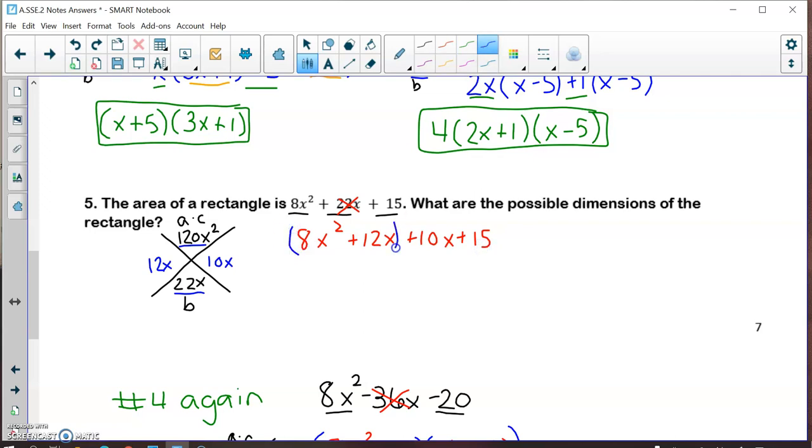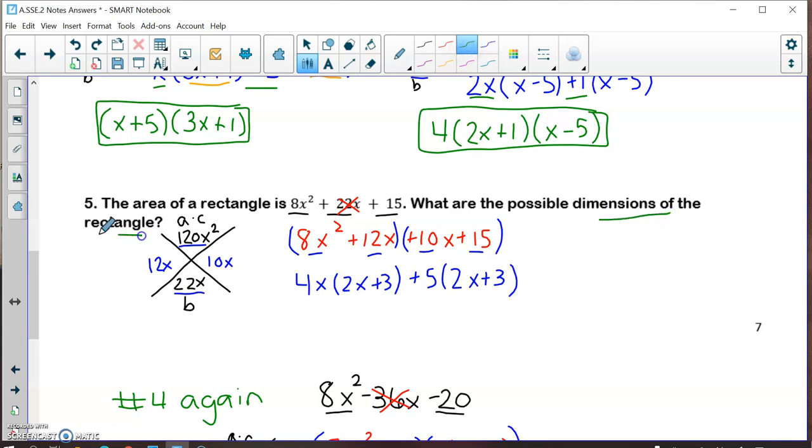Grouping my first two terms and my last two terms, my greatest common factor out of my first two terms would be a 4x, and I'd be left with a 2x plus 3. Out of my next two terms, I'm going to factor out a plus 5, and I'd be left with a 2x plus 3. So, the question says, what are the possible dimensions of the rectangle? Well, one of the dimensions would be a 4x plus 5, and my other dimension would be a 2x plus 3.